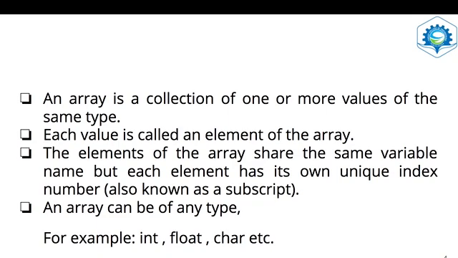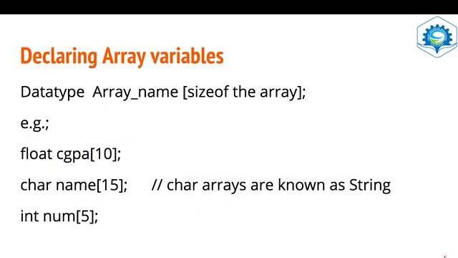So an integer array of size 5 means 5 into 2, that is 10 bytes. In total, we are reserving 10 bytes in order to store these 5 locations. So that is the concept behind arrays. Okay, so let us discuss how to declare array variables.